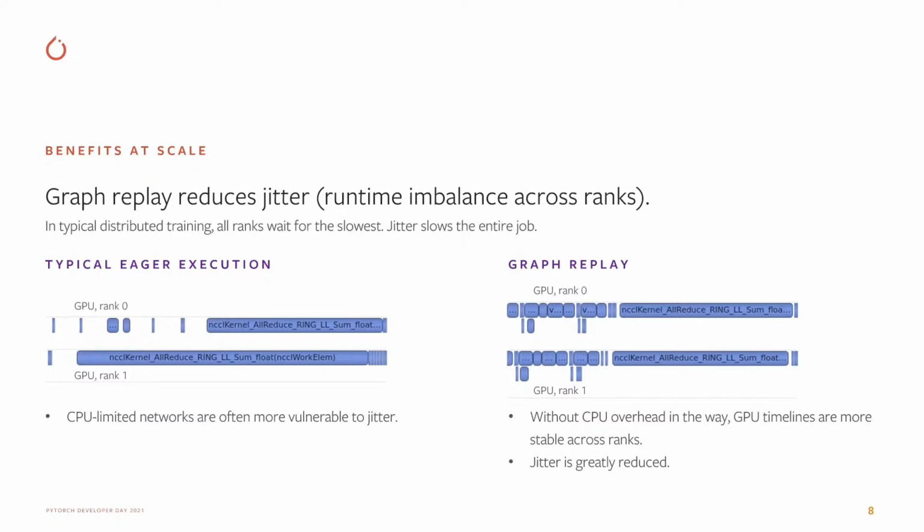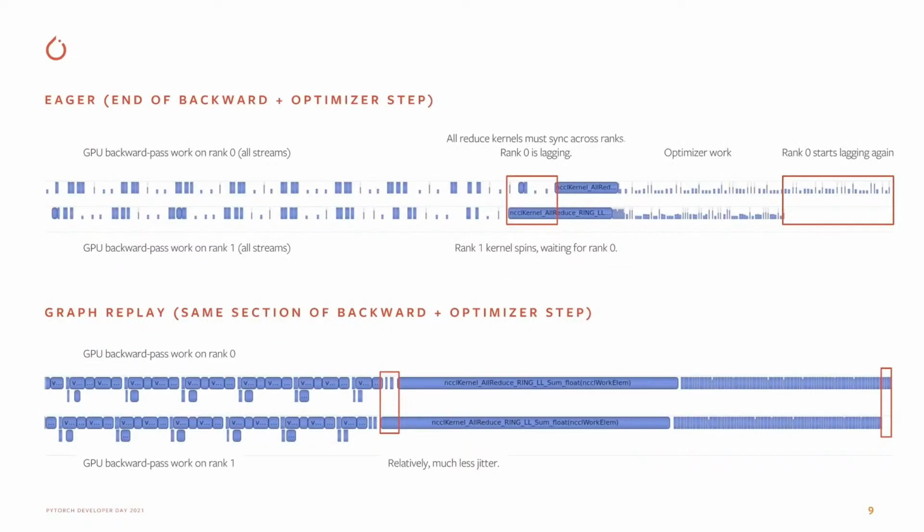By removing CPU overhead from the critical path, graphs reduce jitter. The right picture shows GPU timelines of two ranks using graph replay. You can see they're much better aligned. Here's a detailed example showing the end of a backward pass and an optimizer step. Each pair of timelines shows the GPU work on two different ranks in the same job. In the graphed case, not only are the timelines denser, but relative jitter is reduced. Again, these are not to scale.